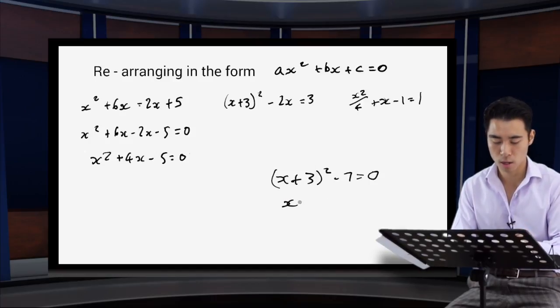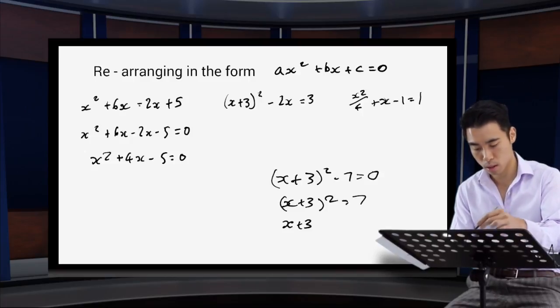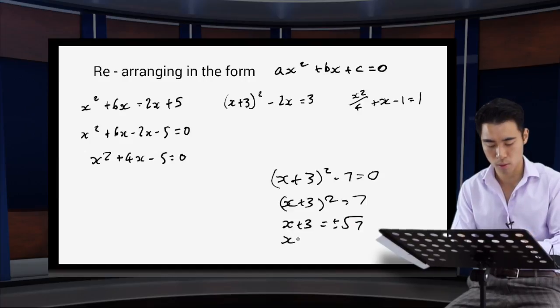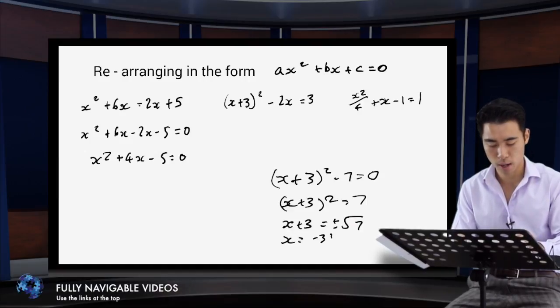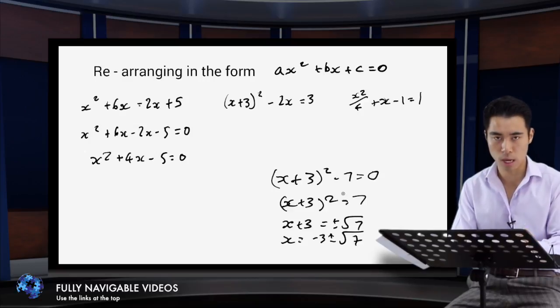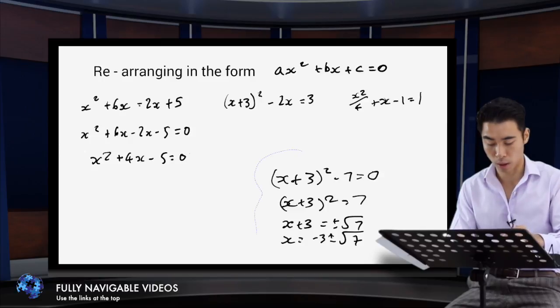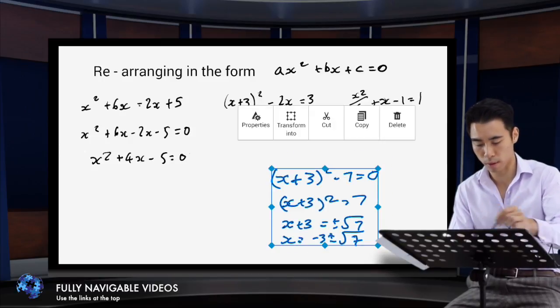Here, your next step, you can quite simply do that and then square root both sides. Equals plus or minus square root of 7. So x would equal minus 3 plus or minus square root of 7. So I said, don't worry too much about this. This is solving by completing the square, and it's not something that I'm really going to cover in this video. I will cover it in another video though, so look out for that.